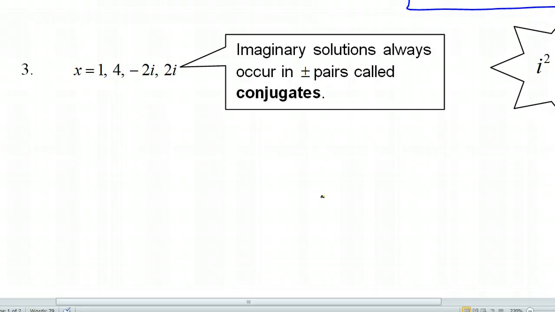Let me focus on a couple key things that I need you to be aware of. Okay, 2 key things. I boxed them and tried to emphasize them for you in your notes here. Thing number 1, imaginary solutions always occur in plus or minus pairs, called conjugates. So, if you see negative 2i, positive 2i always goes with it. Okay? That's important because this time I gave you them both. All right? But next time, I might not.